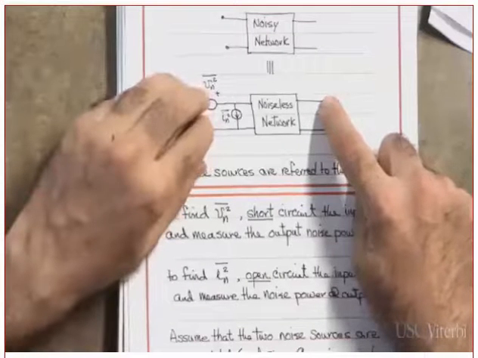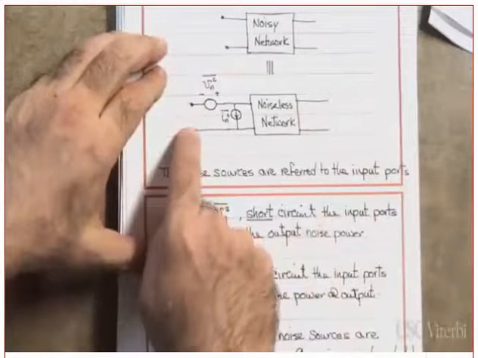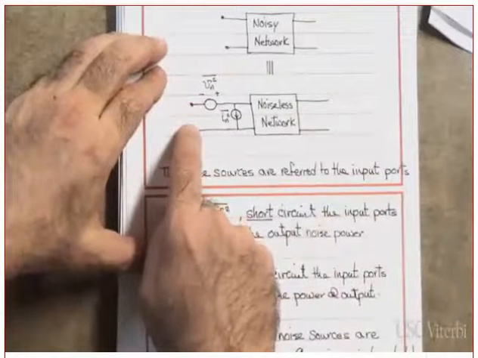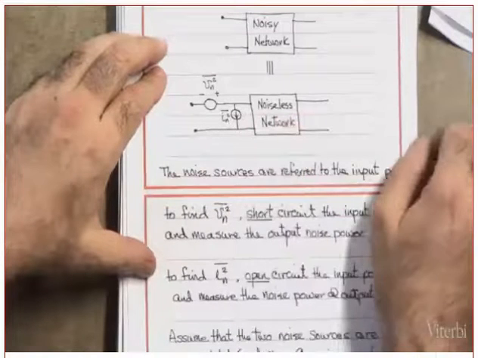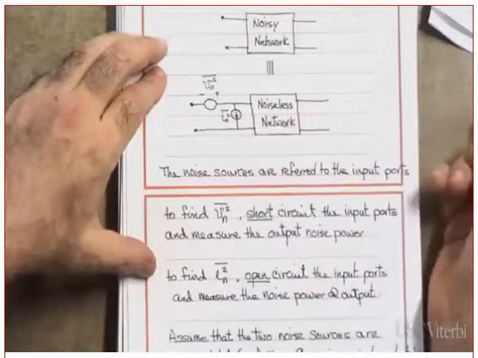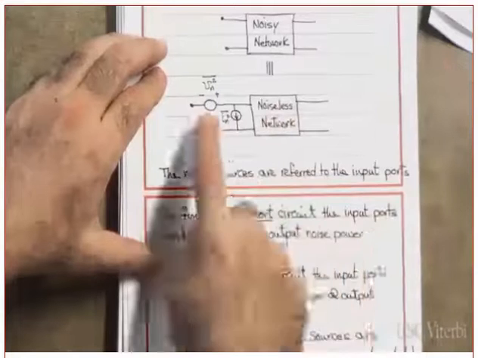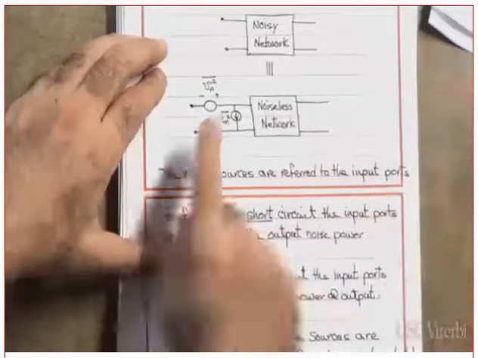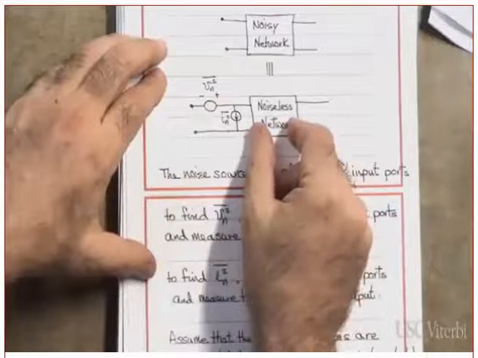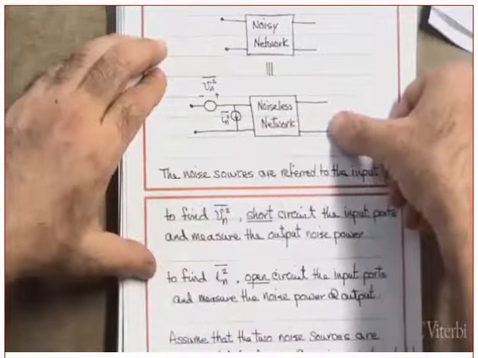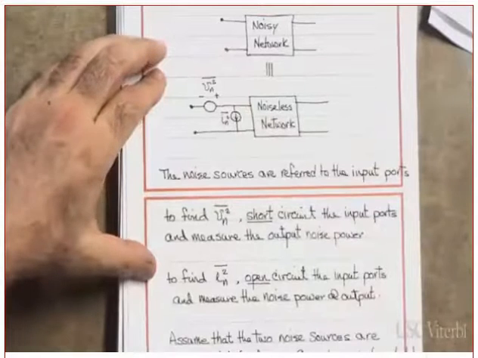Did you understand what I just said or not? What happens when you short circuit this? This one has no effect on the network. Do you agree with me or not? Which means the source that will affect the noise output is Vn. Are you following me now? And if you know the gain of this, by measuring the output noise you will be able to figure out what this one is. Did you get my point or not?